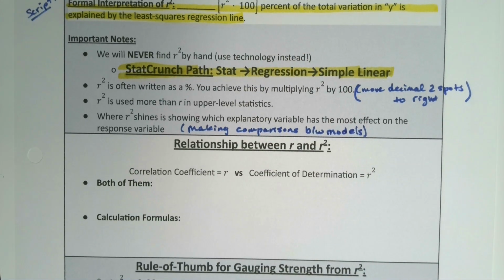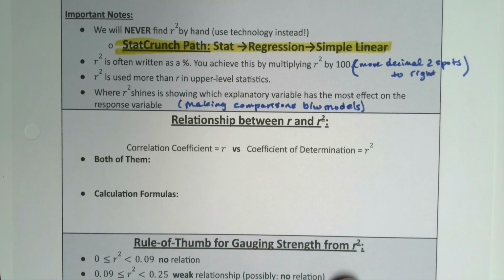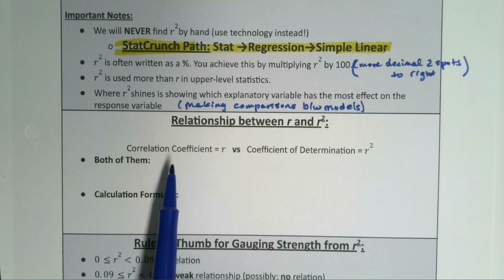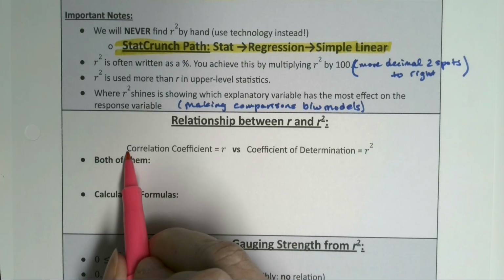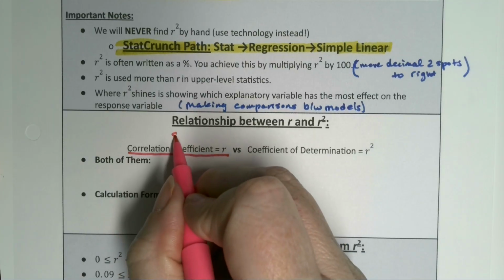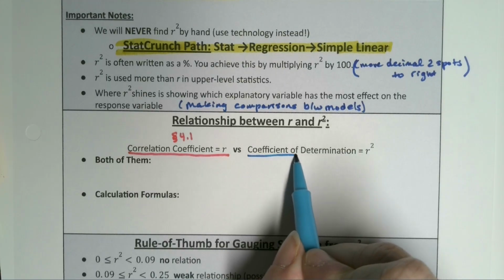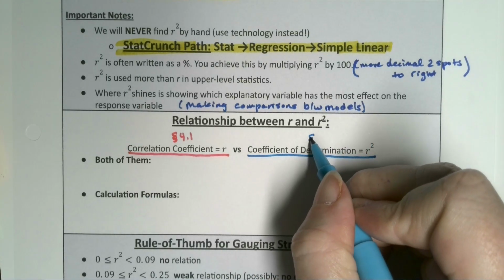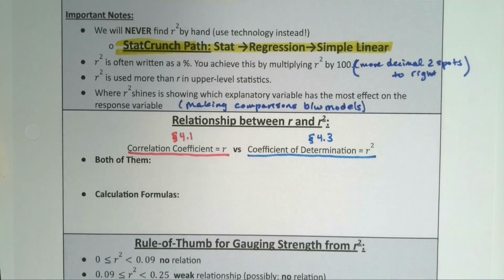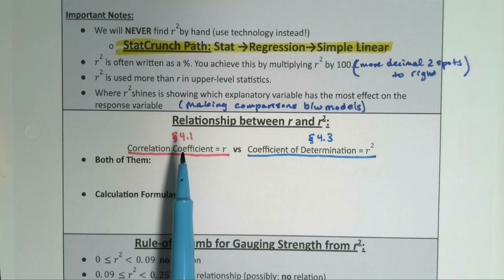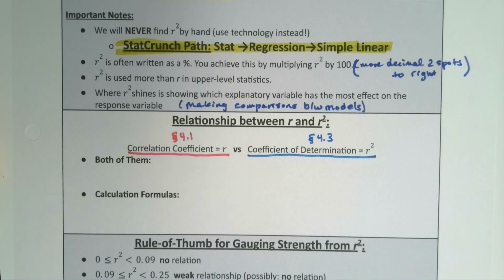Okay, so let's think about this for just a bit because these can get a little confusing because they both have the word coefficient in them. So the correlation coefficient is r. Correlation coefficient was from section 4.1. The coefficient of determination is this section, which is r squared. They both say coefficient, so you have to know which one's which. The r is the correlation coefficient, the r squared is the coefficient of determination.